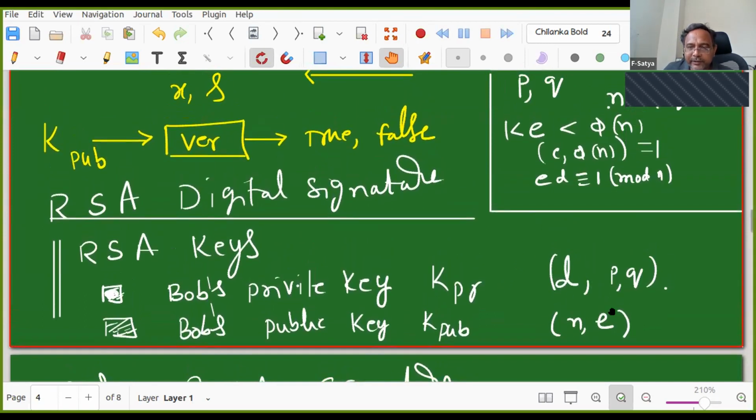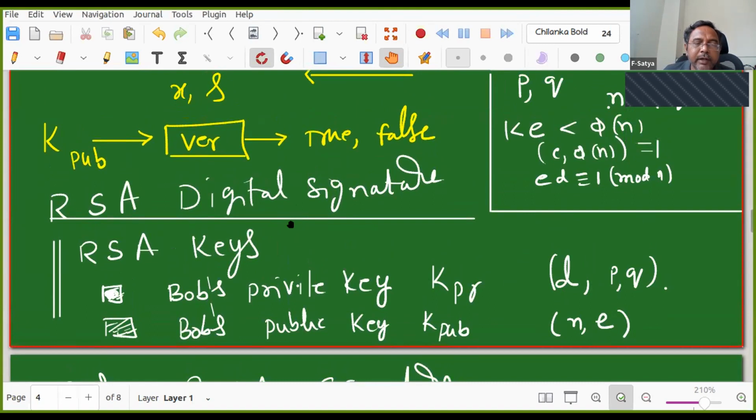Now, how many choices for the public key are there? That is, how many choices for E? Of course, E and D are tied together, so don't worry about that, because they are unique. They are inverses of each other, right?